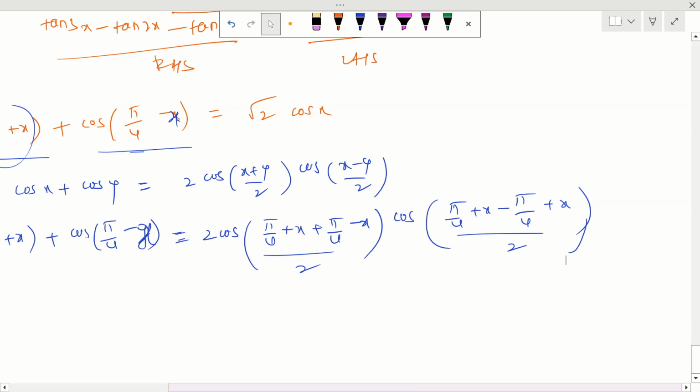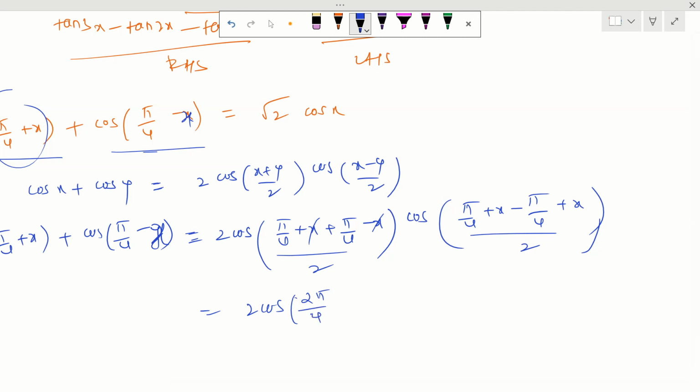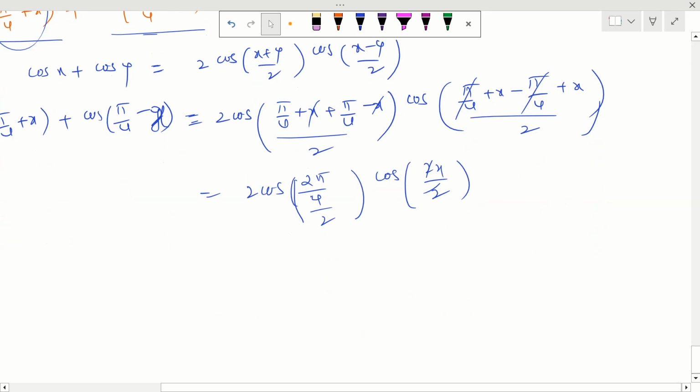Now simplify these equations. We get 2 cos of 2 pi by 4 divided by 2, and cos of 2x divided by 2. Here the pi by 4 terms cancel, and in 2x by 2, the 2 cancels. So it is cos x only.